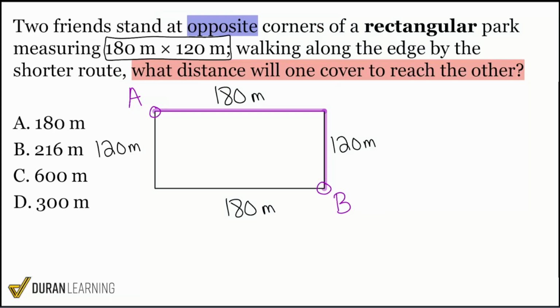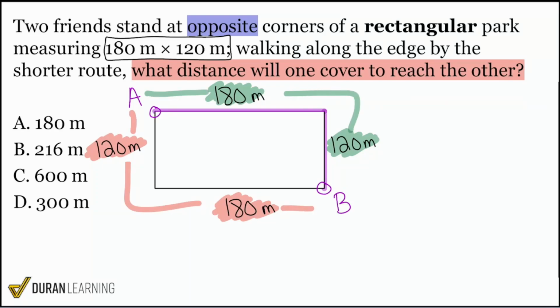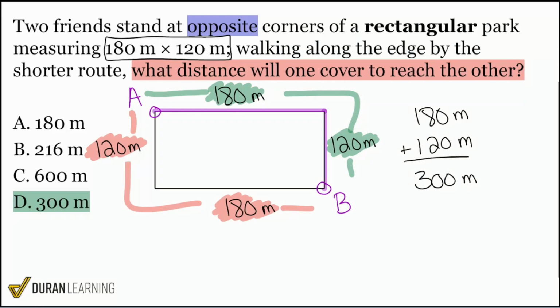And so with that, it's just going to be 180 and 120 added together. It doesn't matter which way you go, because if you're going to go the opposite way, it would still be 120 and 180 added together. Either way, totally fine. It's the same exact value that you'll receive for the distance. 180 meters plus 120 meters gives us 300 meters. Making the choice that's correct here, answer choice D.